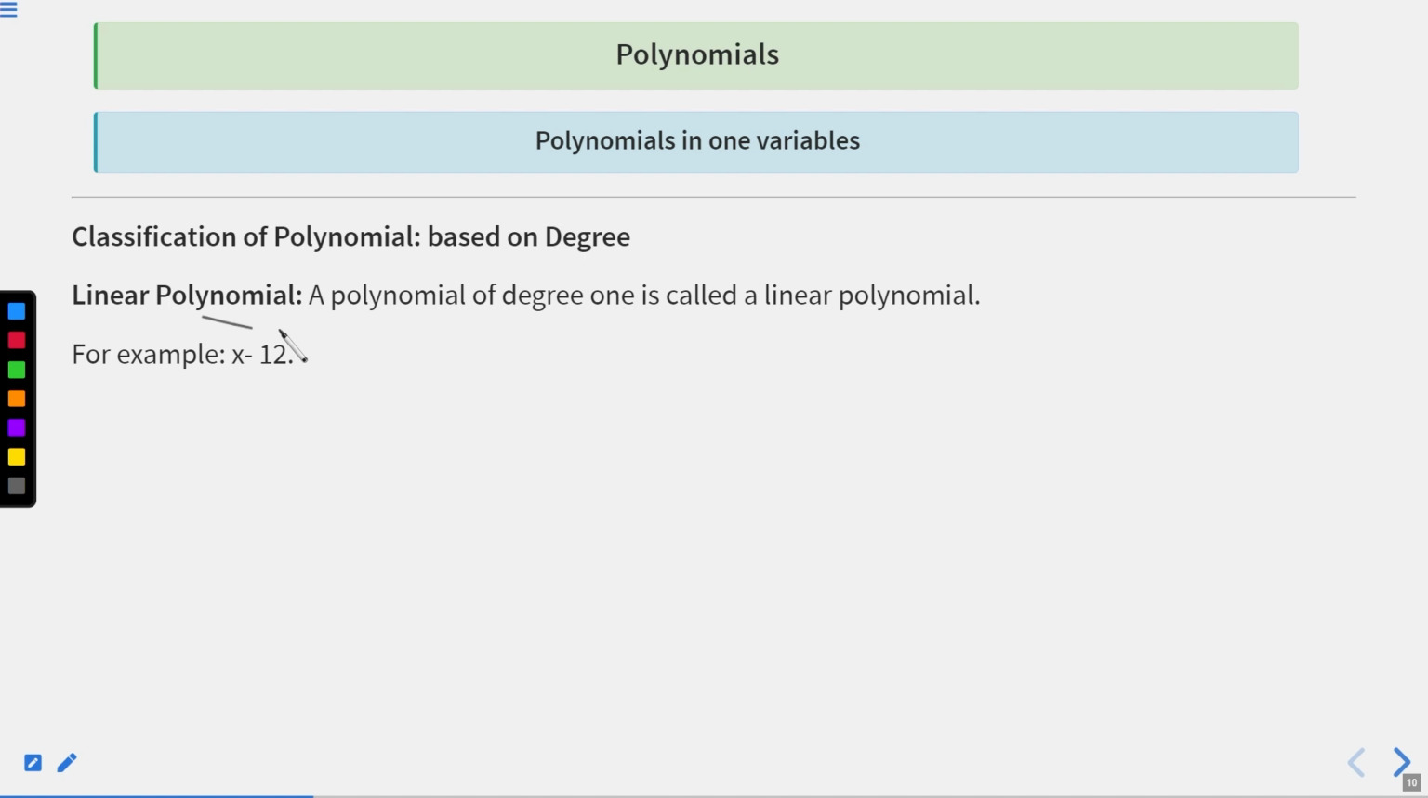For example, x minus 12. Here the degree of this polynomial is 1. So this polynomial x minus 12 is a linear polynomial. What do we mean by linear polynomial? A linear polynomial means a polynomial of degree 1. If we have a polynomial of degree 1, then that polynomial is called a linear polynomial, for example, x minus 12.